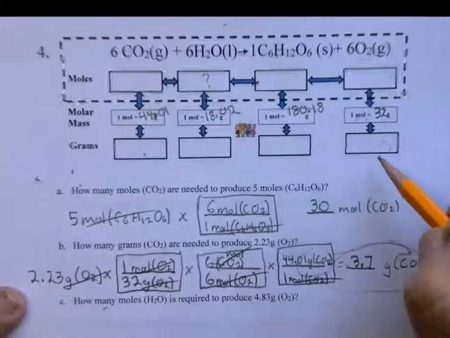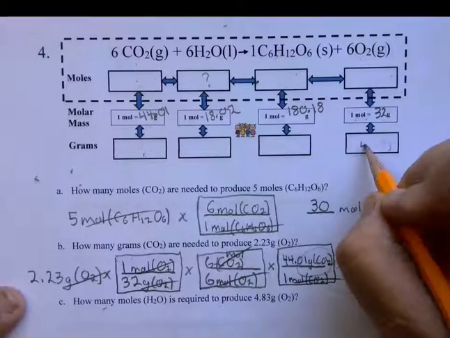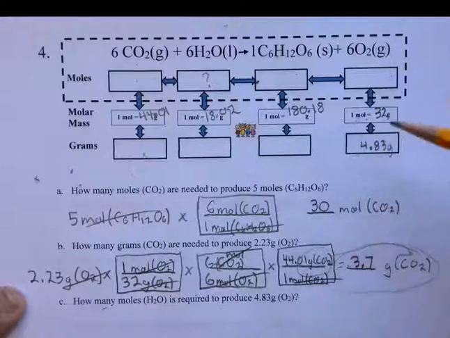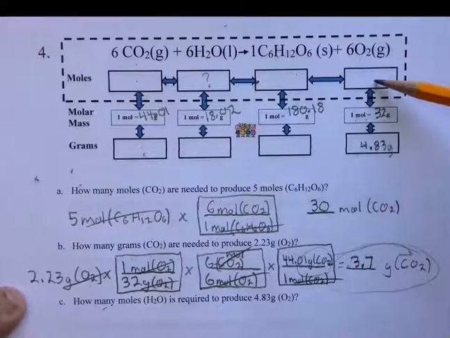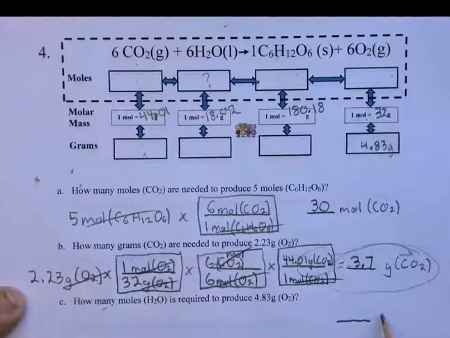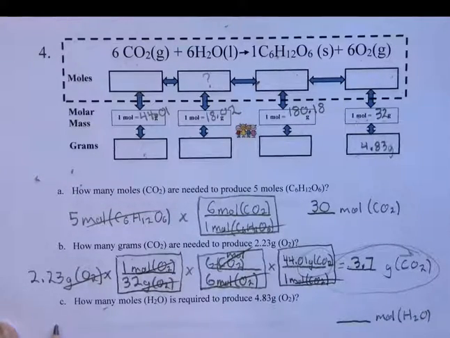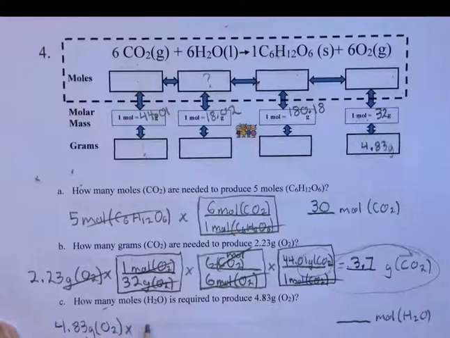So here's O2, and we come down to grams, and that's going to be 4.83. So we need to get from grams of O2 to moles of O2, and then cross over here to moles of H2O, and we'll be done. So we're going to start over here with moles of H2O, and way over here is 4.83 grams of O2. And we see that it's two conversions, so we're drawing two boxes.